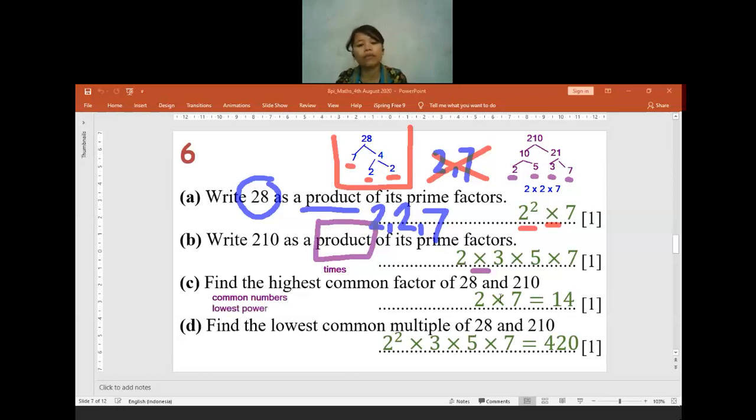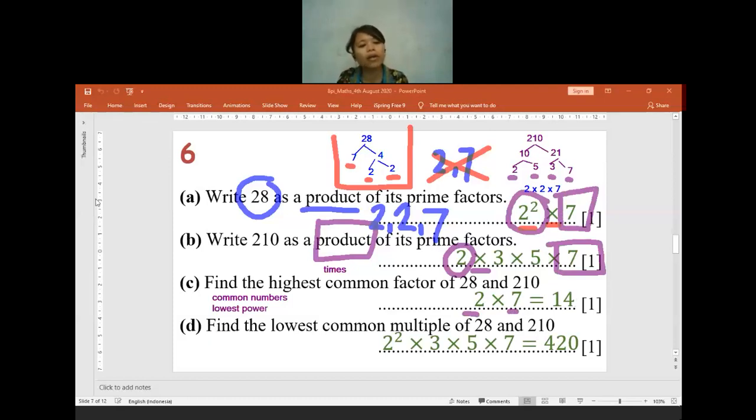So now we have the common number in here, number 2. This is also having number 2. Because we have to take the lowest power, so I will just take 2. And then there is number 7. There is number 7. They are the same. I need to write it once. So it will be 2 times 7, which is equals to 14 for the HCF.